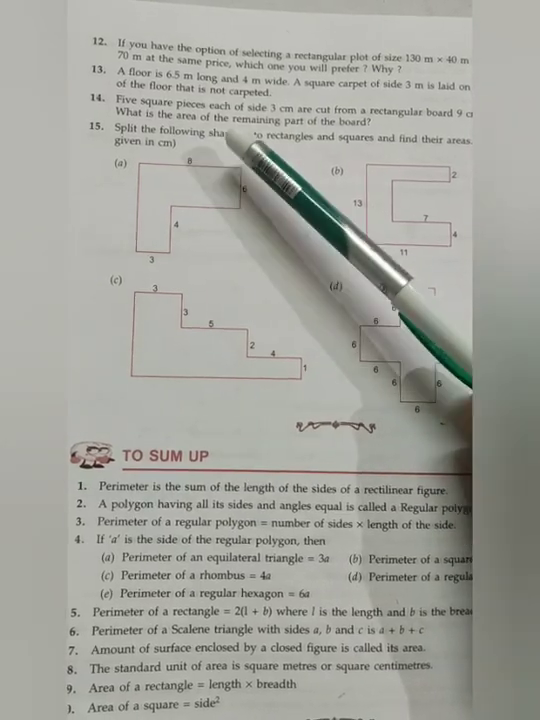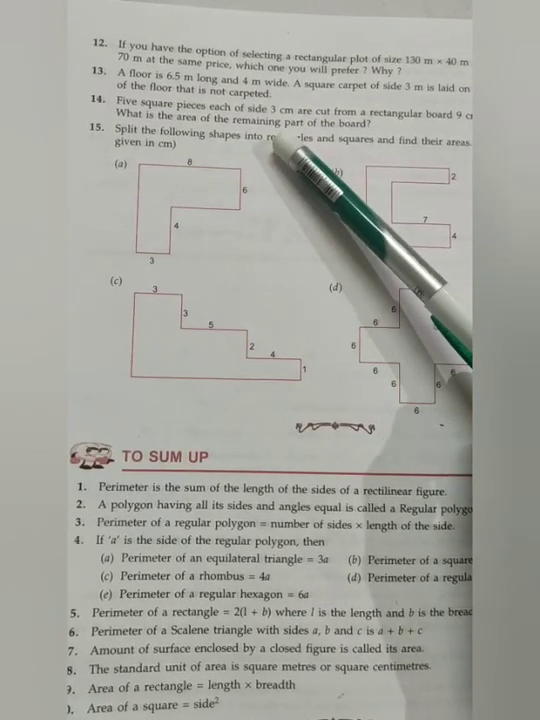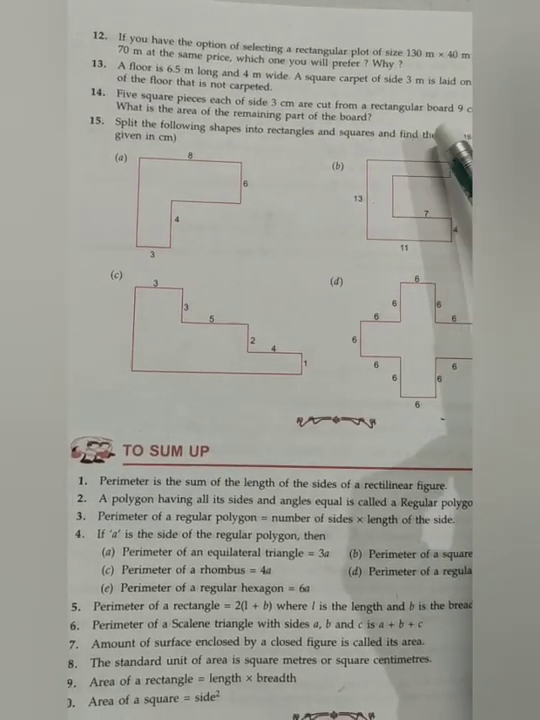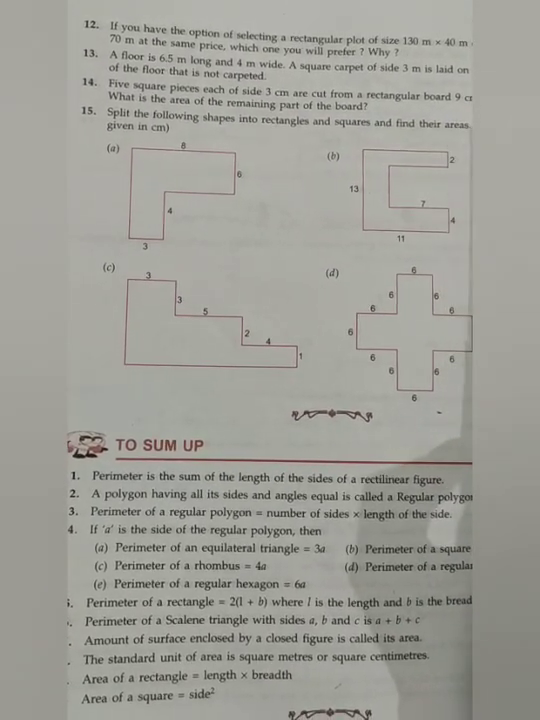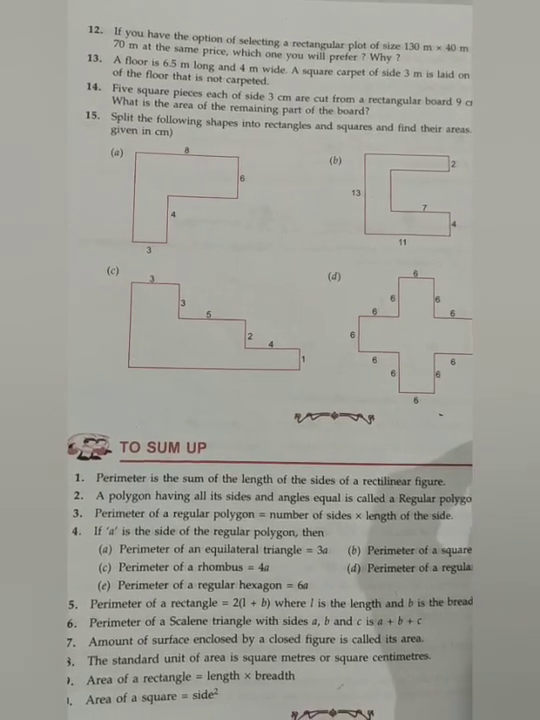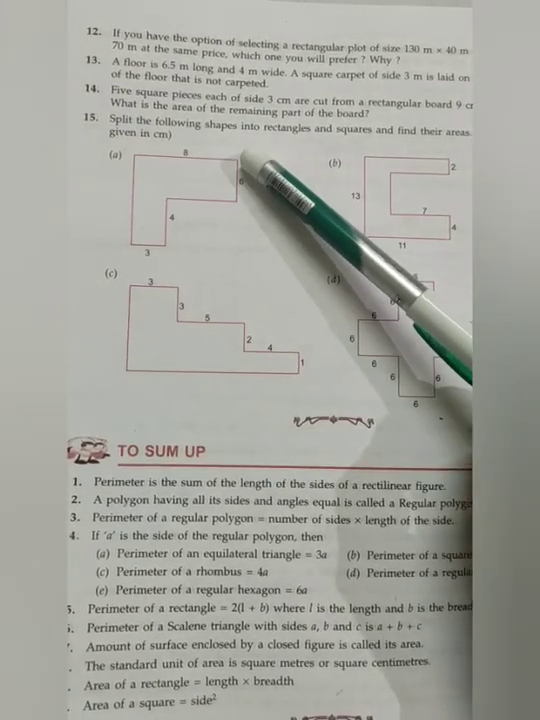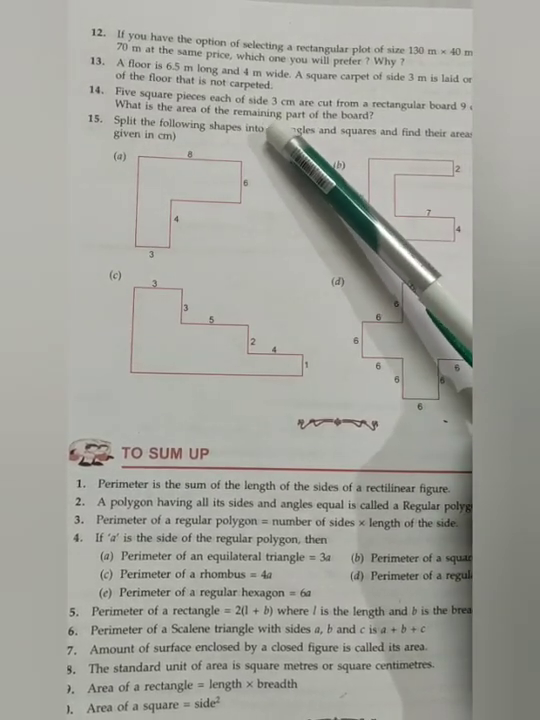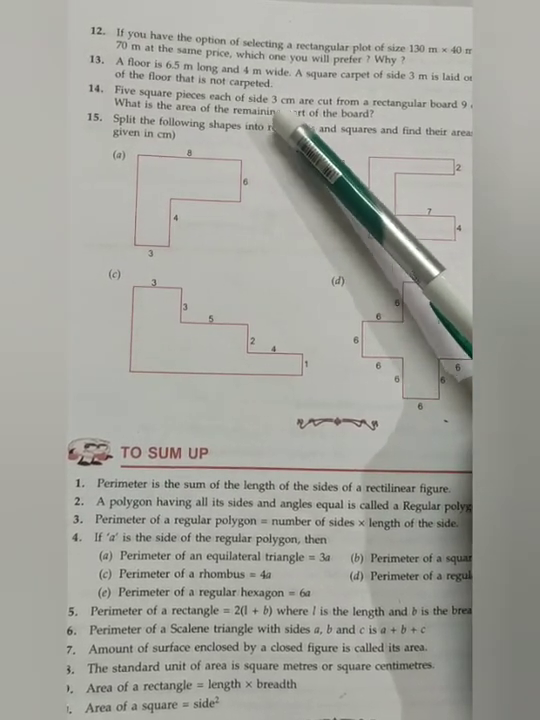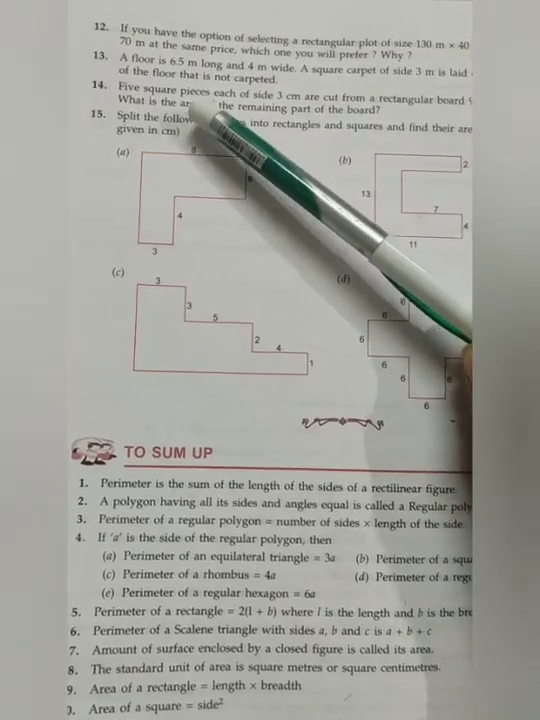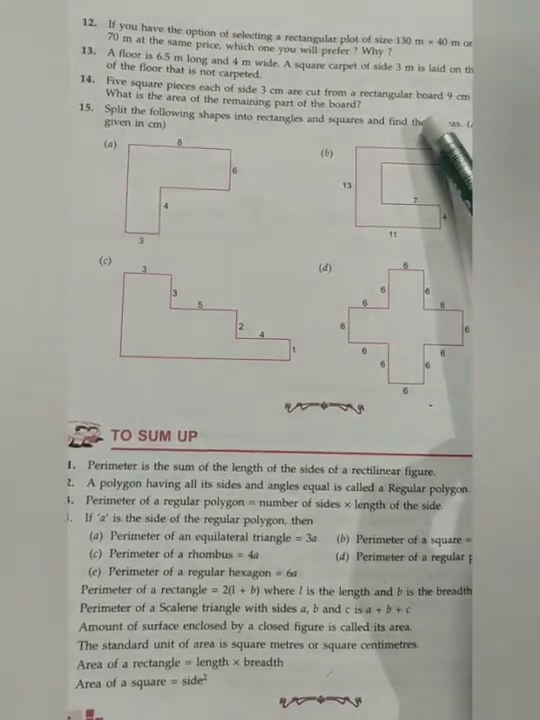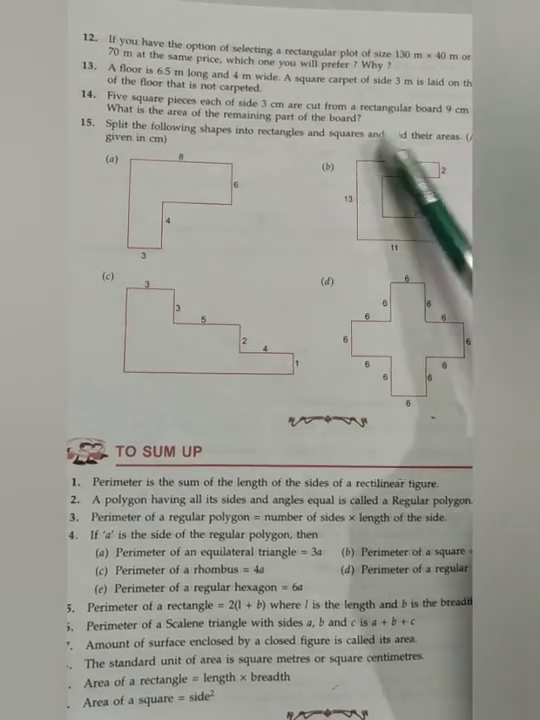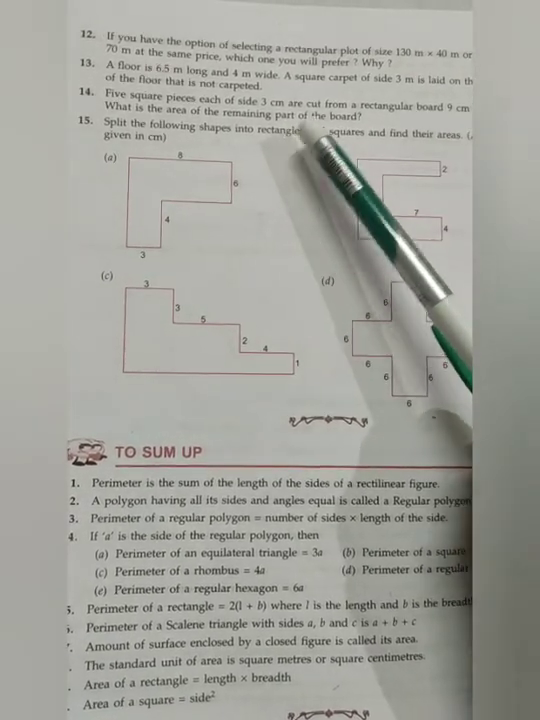5 square pieces, each of side 3 cm, are cut from a rectangular board 9 cm long and 7 cm wide. What is the area of the remaining part of the board? So for one square, first you find the one square area, then you multiply with 5 because 5 squares are given. Then again you find the area of the rectangular board. Okay, then you subtract, then you find the remaining part of the board.